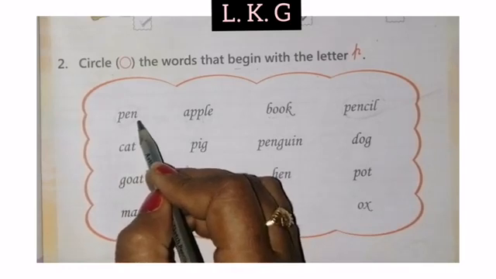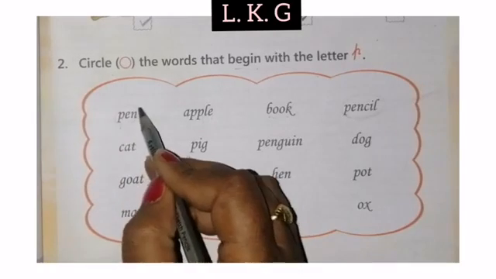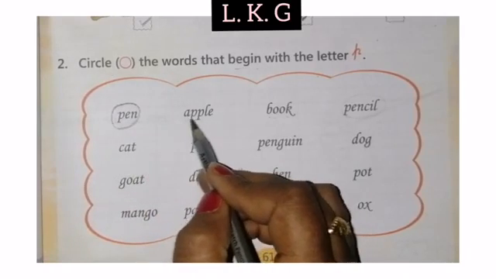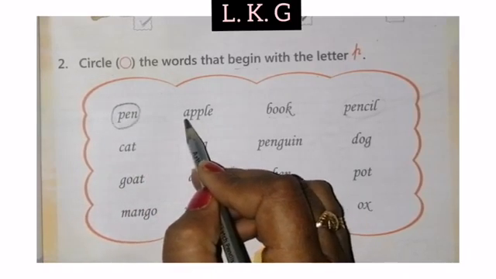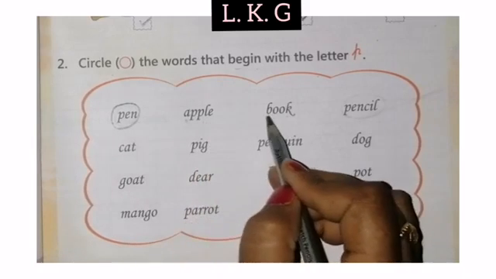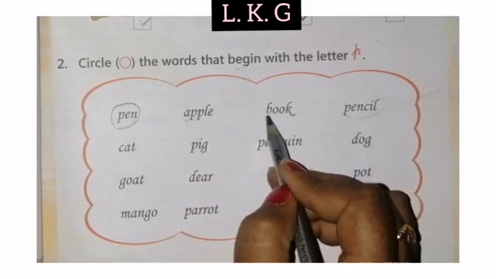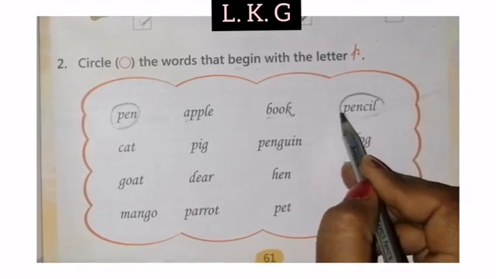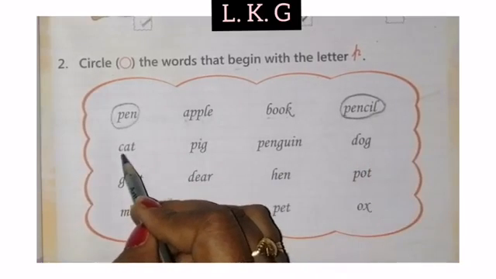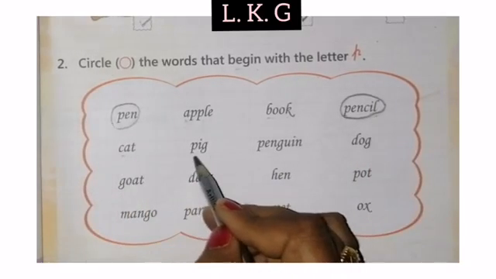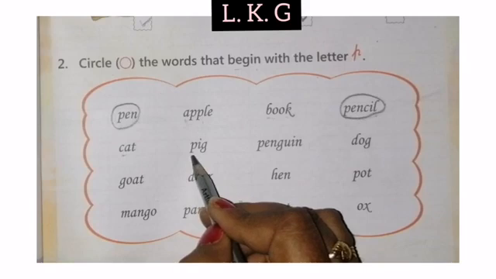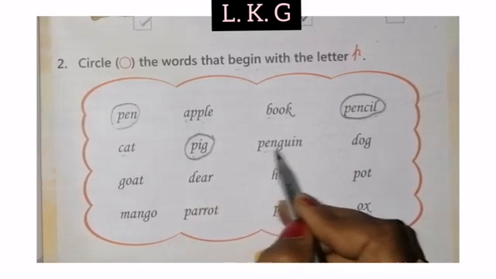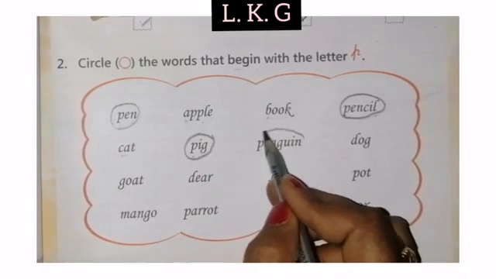Now look at this bird. It starts from P, so we will circle it. Look at this word apple. It starts from A, so we will not circle it. Book starts from B, we will not circle it. Pencil starts from P, we will circle it. It starts from C, we will not circle it. Pig, it starts from P, so we will circle it. It also starts from P, we will circle it.